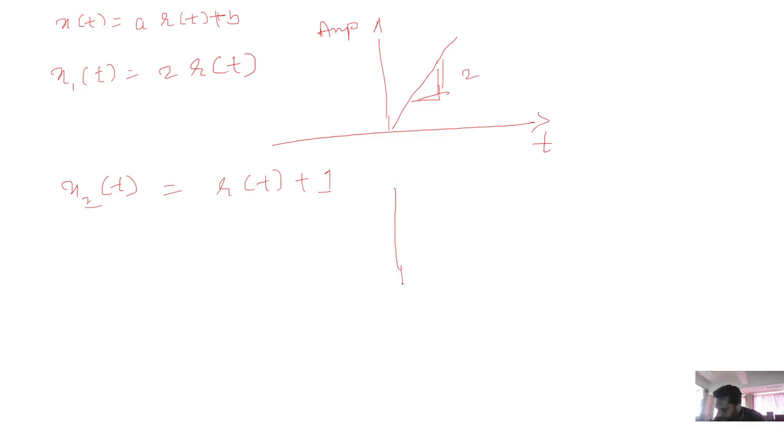Can anyone help me how it will look like? From amplitude 1. Yes, it will start with amplitude 1. What will be the slope of this? Can anyone tell me?